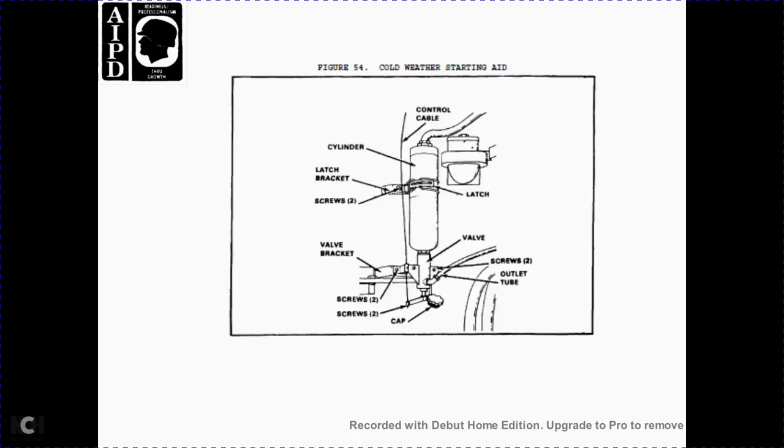Figure 54 cold weather starting aid: the control cable, the cylinder with the latch, the latch bracket with the screw, the valve bracket, the 2 screws, the cap of the valve, the 3 tube and the outlet tube.